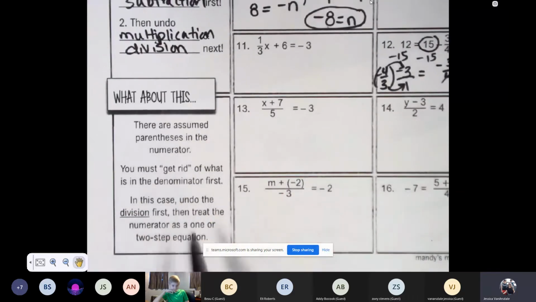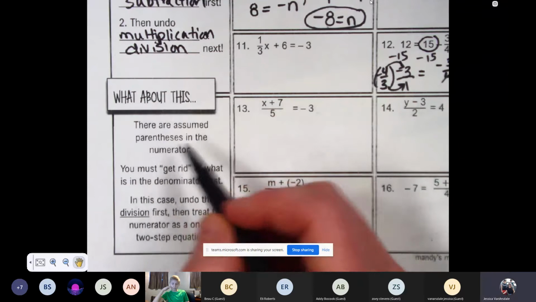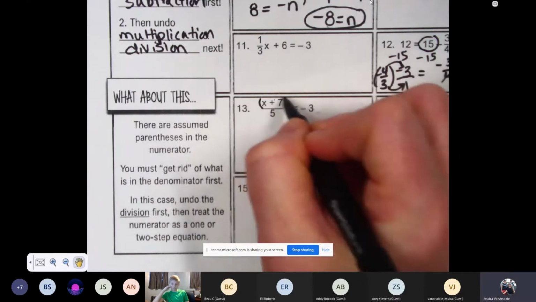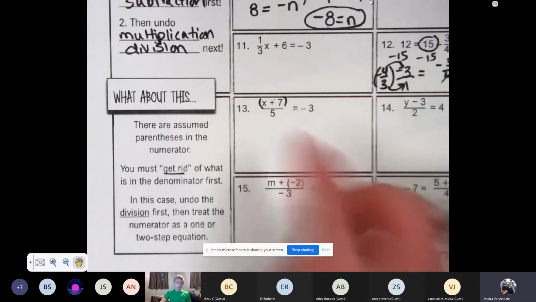Okay, so what about this? These are the what-if situations where things are always looking different. Everything, it's math, so it's not going to be straightforward all the time. On these, there are assumed parentheses in the numerator. So that means on the top part of these fractions, those are like parentheses, okay? You must get rid of what is in the denominator first.